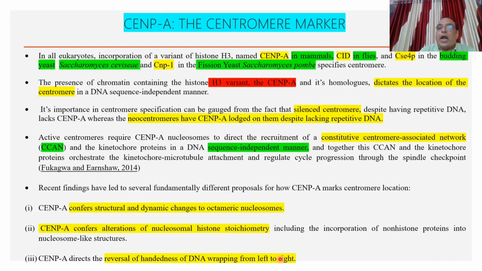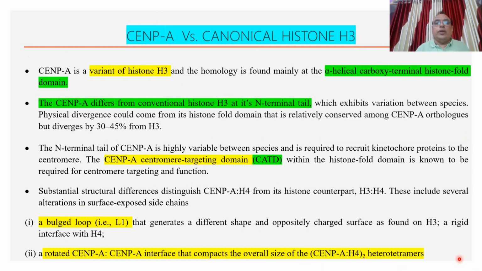The number of bases wrapped also changes. As I have taught you earlier, in canonical chromosomes 146 base pairs are wrapped around the histone core. But here the number of bases wrapped has lessened. Similarly, in canonical histone there is left-handed wrapping, whereas here it has been suggested that the wrapping is right-handed. So the attachment will change the characteristic of the octamer, that is, of the entire histone molecule. To distinguish them, we call them canonical histone and CENP histone.